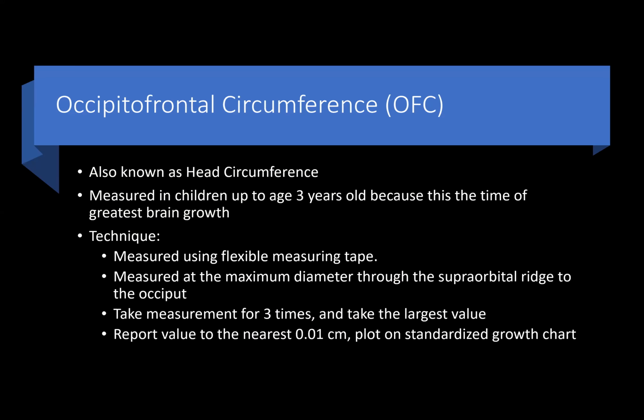And then we go to the occipitofrontal circumference, or what we know as head circumference, measured in children up to age 3 years old, because the development of the brain occurs at this time. We measure using a flexible measuring tape at the maximum diameter through the supraorbital ridge to the occiput, take the measurement 3 times and take the largest value. And then we report the measurement to the nearest 0.01 centimeter and then plot the graph.